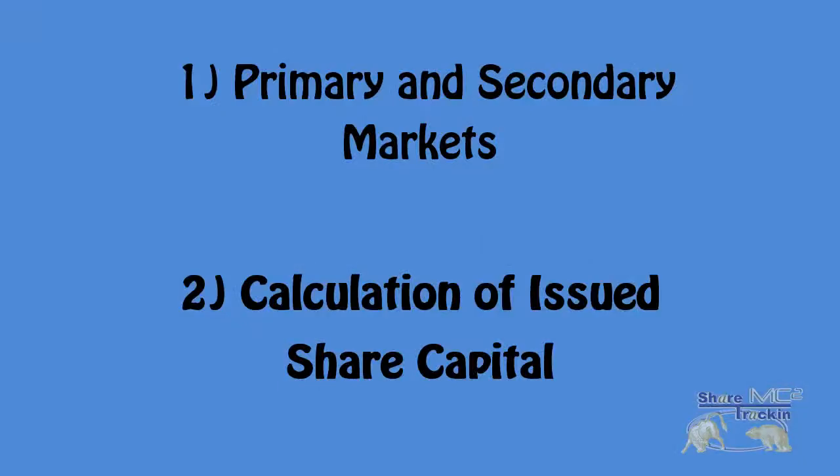Let us now move on to the second concept. The second important idea that I want to discuss is the difference between authorized and issued share capital. When a company is formed, it applies to the Companies and Intellectual Property Commission, or the CIPC, for authority to issue shares, in other words to sell them, to the public.